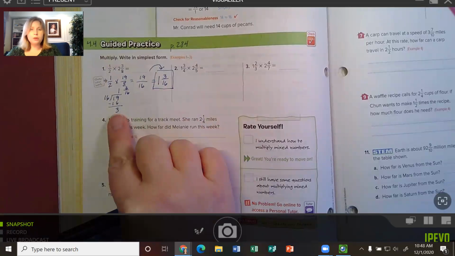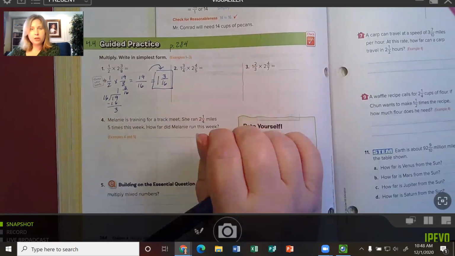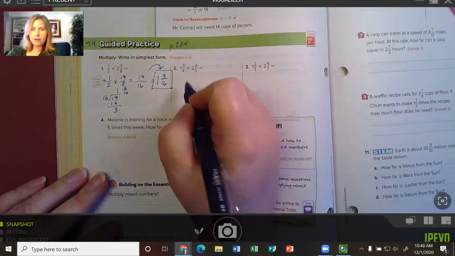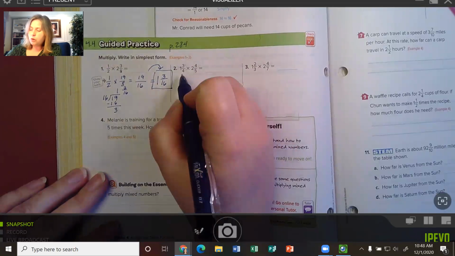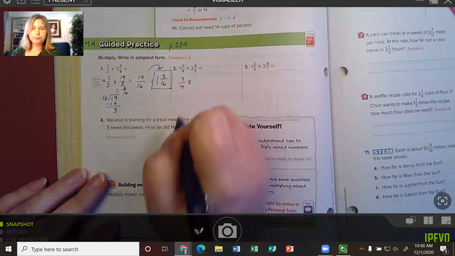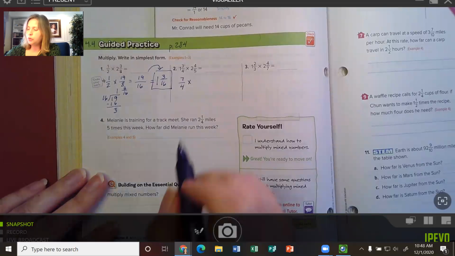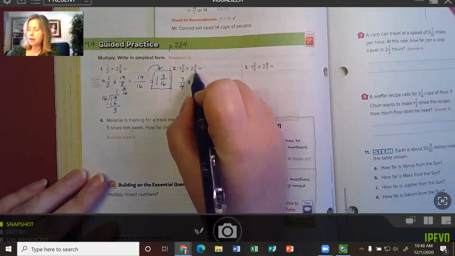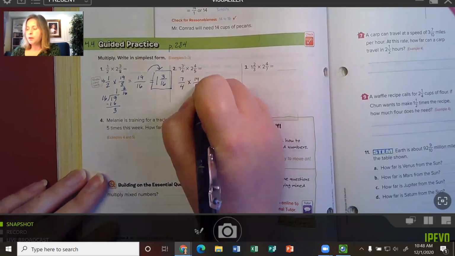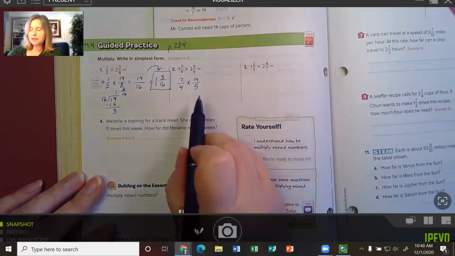Number 2, we have 1 3/4 times 2 4/5. So we want to change each of these mixed numbers into improper fractions. 1 times 4 is 4, plus the 3 in the numerator is 7. So it's 7/4 times 2 4/5. So 5 times 2 is 10, plus the 4 in the numerator is 14. So 14/5.